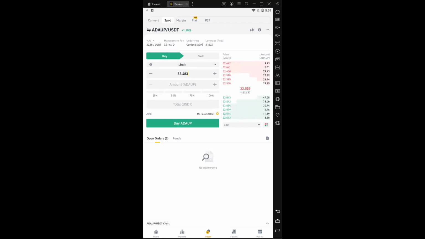For ADA 3S, ADA 3S is the same thing as ADA down with 3 times leverage. So if the market dumps, you'll be getting 3 times of that ADA down. And if you see ADA 5S, what it means is ADA down by 5x.